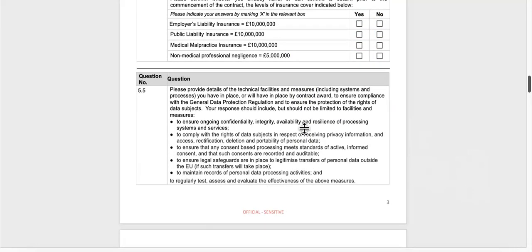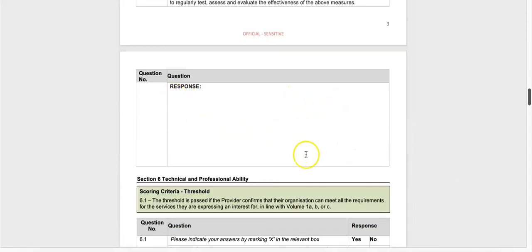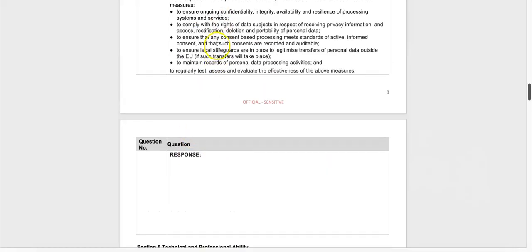Question number 5.5 is looking at the details of the technical facilities and measures, including systems and processes that you either have in place now or will have in place by contract award to ensure that your organisation can be fully compliant with the General Data Protection Regulations, GDPR. You'll be asked to write a narrative response to the question that is listed above.